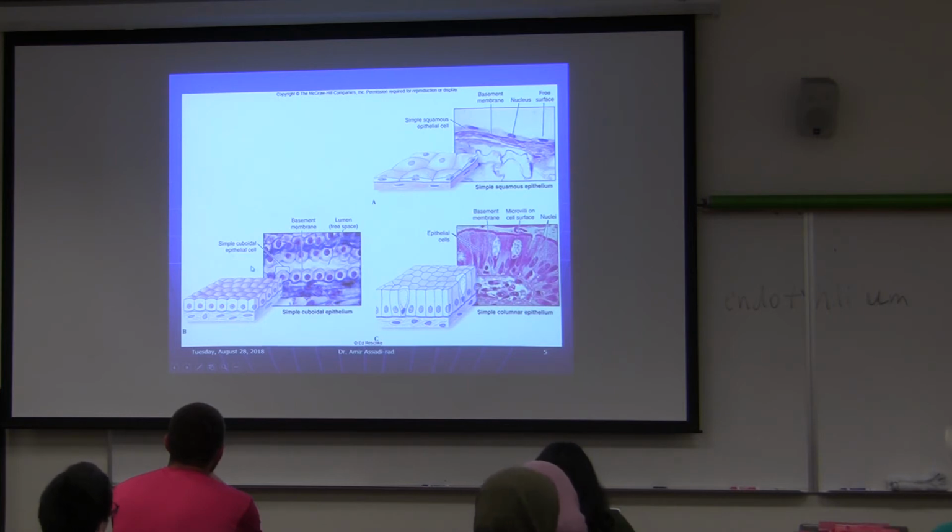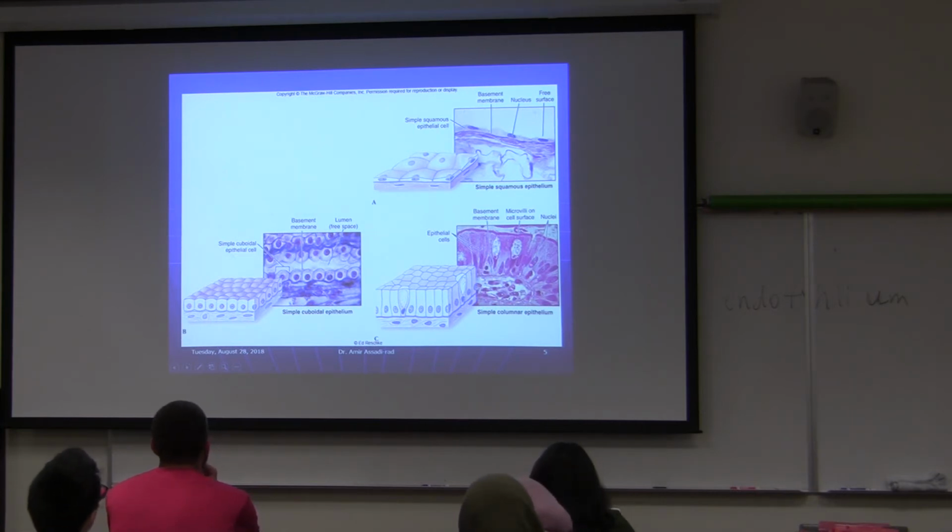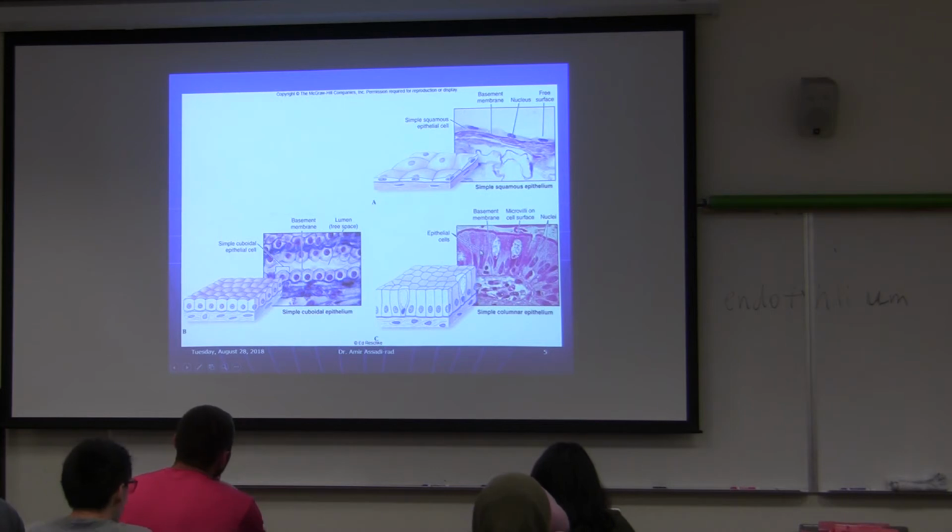So you should look at the slides enough. We talked about it in the morning lab. You should look at the slides enough so you know this is squamous epithelial tissue, this is cuboidal epithelial tissue, and this is columnar epithelial tissue. Look at the length of the nucleus. And of course, this is columnar epithelial tissue. And they're all simple. They're all one layer.